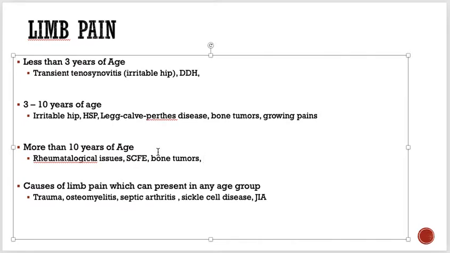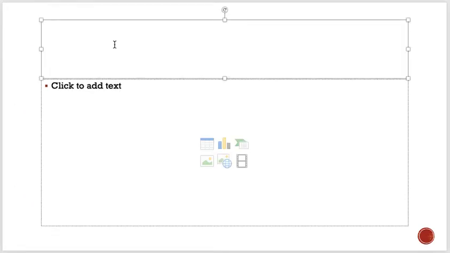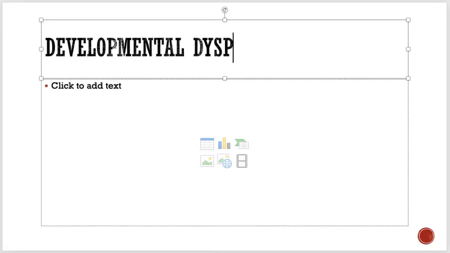Okay, so what we will discuss is DDH, irritable hip or transient synovitis, Legg-Calvé-Perthes disease, SCFE, and maybe I will discuss HSP in this lecture if there is time, or I will discuss Henoch-Schönlein purpura in the next lecture. So first of all is DDH, or developmental dysplasia of the hip.